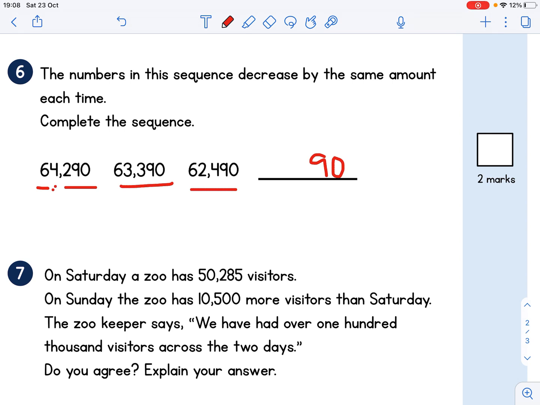What's happening to, we'll start off with the hundreds. What's happening to the hundreds column? You've got 2, 3, 4. So it's going up by 1 each time. So we know it's now going to be 500. Now let's look at the thousands column. That's 4,000, 3,000, 2,000. So this is going to be 1,000. It's going down by 1,000 each time. And then the 10,000 stays the same, 61. So 61,590.